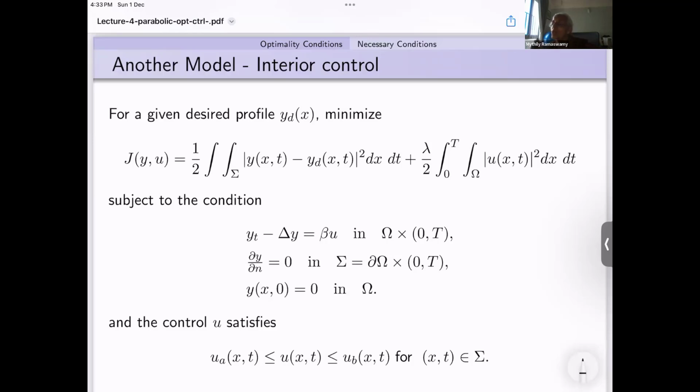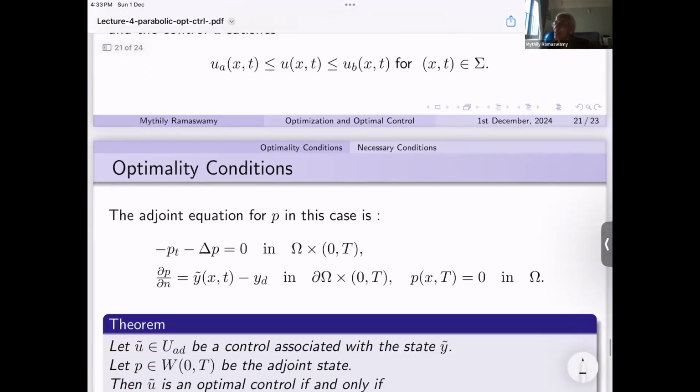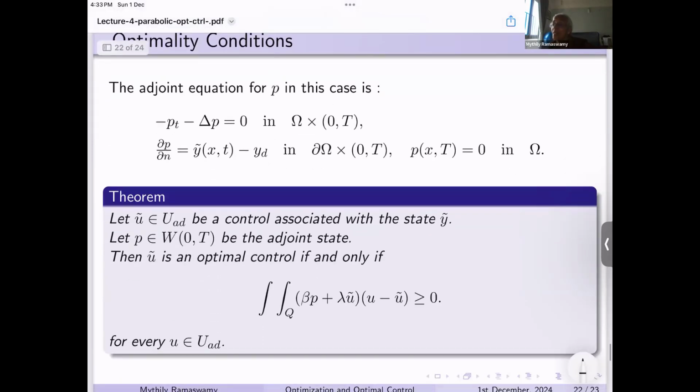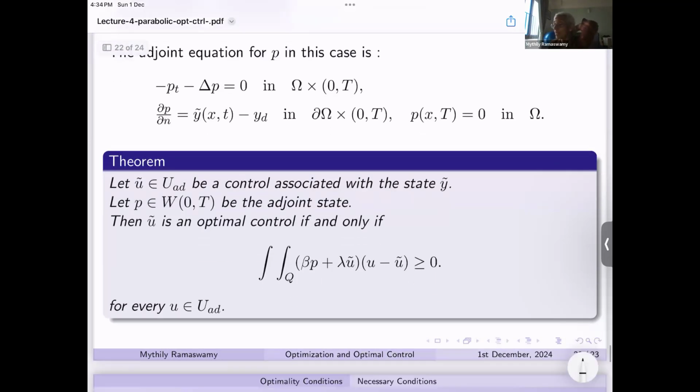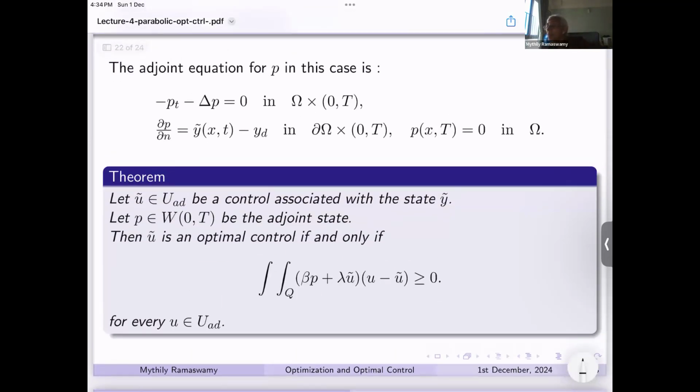Now the question is, what should be the adjoint problem, or what is the optimal control? Again, you can have control constraints and optimality conditions. You can guess, this is the derivative of the control cost with respect to Y. That will give me Y tilde minus YD, and the Dirichlet boundary condition, or the terminal condition P at capital T is 0. And the derivative will be, in this case, beta P plus lambda U bar.